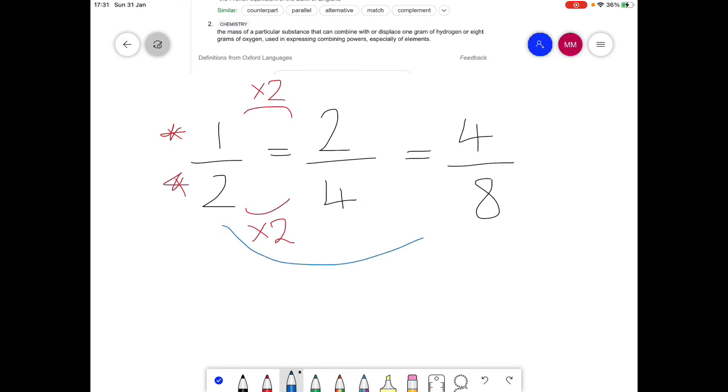What would I have times 1 half by to get 4/8? Can you turn to a partner or somebody at home just now and tell them, what would I have multiplied 1 half by to get 4/8? And if you said that I multiplied them by 4, you would be totally right. Because 1 times 4 is 4 and 2 times 4 is 8. So 4/8. So boys and girls, as I said, we can use our multiplication skills to find these equivalent fractions.